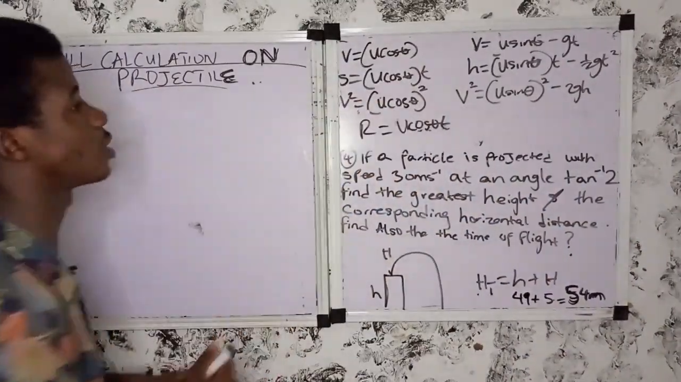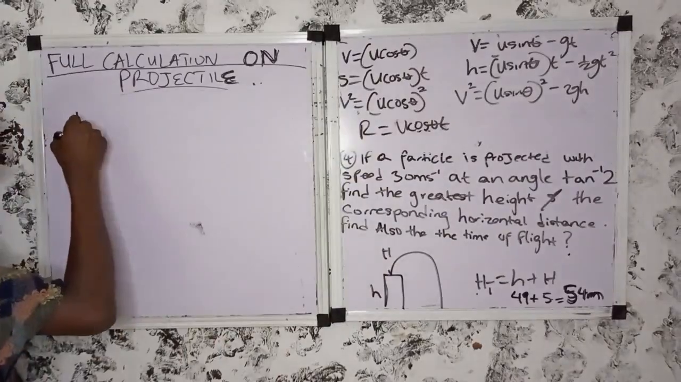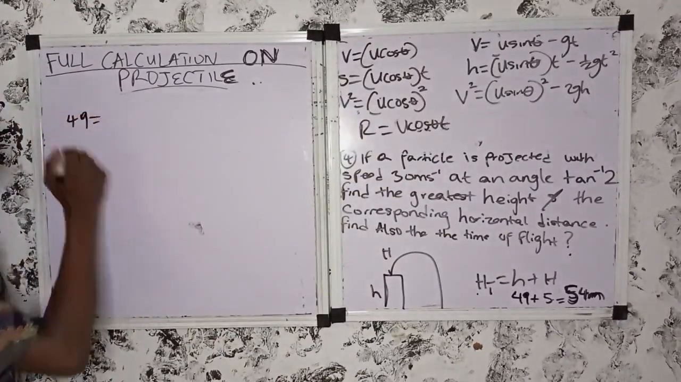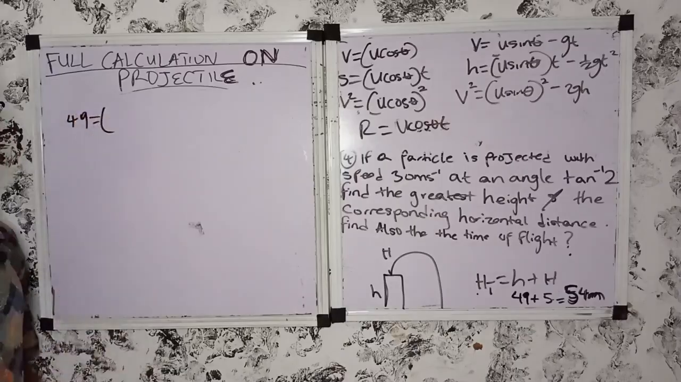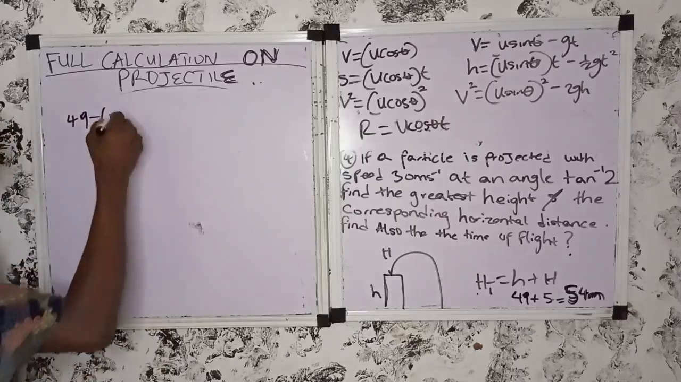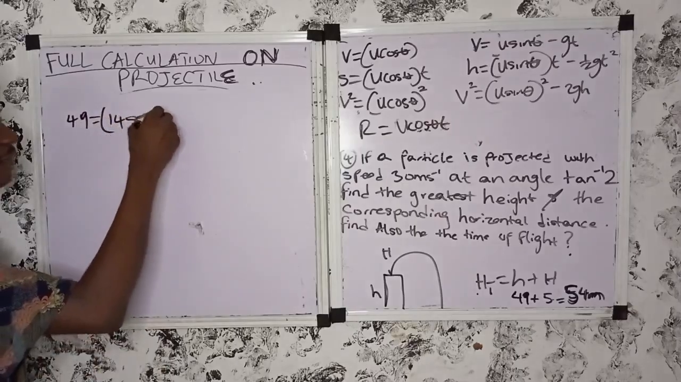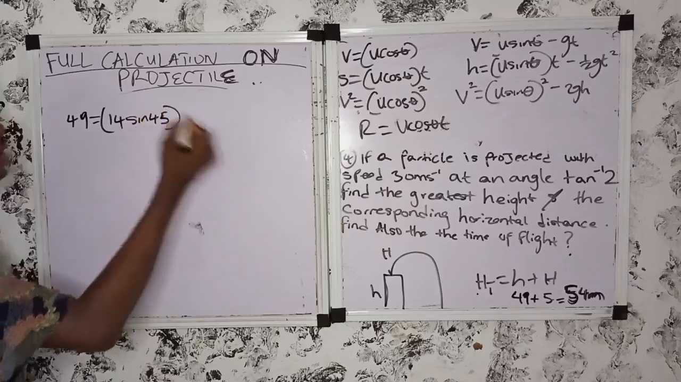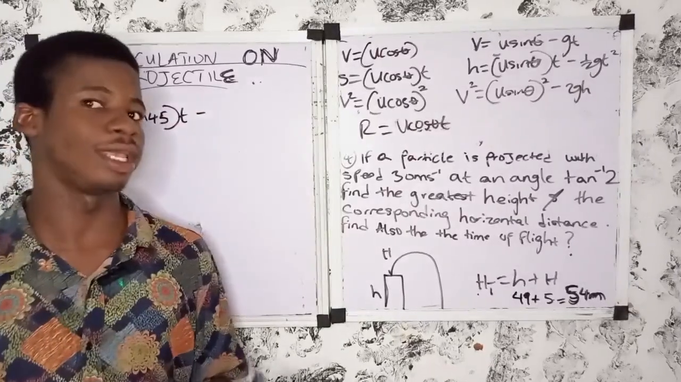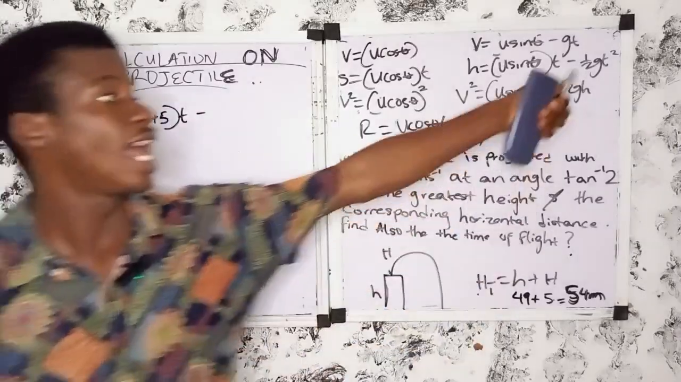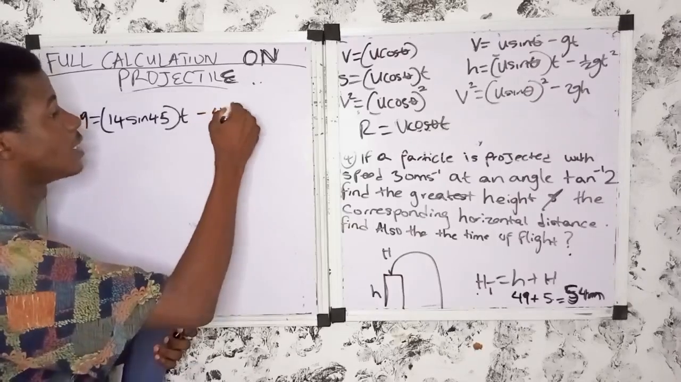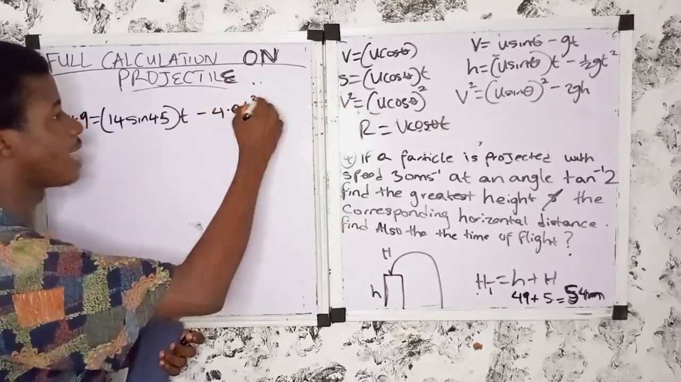Let's use the second equation now to look for time first. So h, which is 49, is equal to, bracket open, u is 14, then sine 45, the angle is 45, bracket close, times time, minus half g. g is 9.8, right? Half times 9.8 will give us 4.9. So 4.9, then t squared.